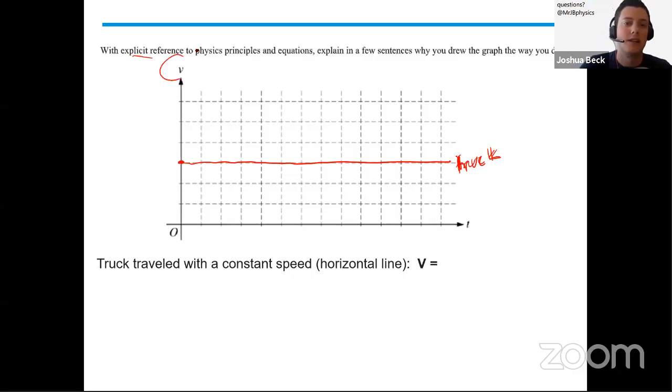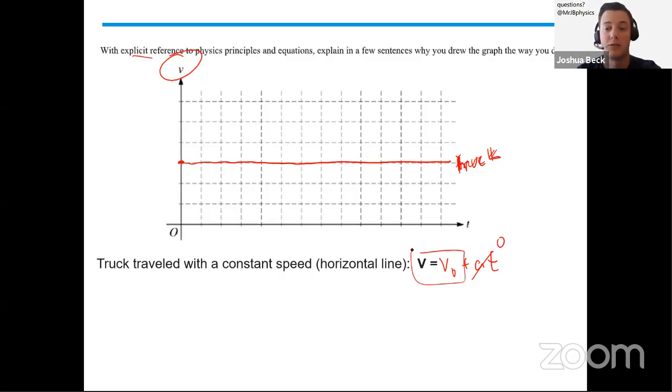Well, this is a velocity time graph. So we're not graphing its location, we're graphing its speed, and its speed is constant. So the equation here: the speed is going to be the initial speed plus acceleration times time. There is no acceleration for the truck, so that speed is just going to be whatever its initial speed is. So I'm going to label that on my graph. It said to label any important V and T values.